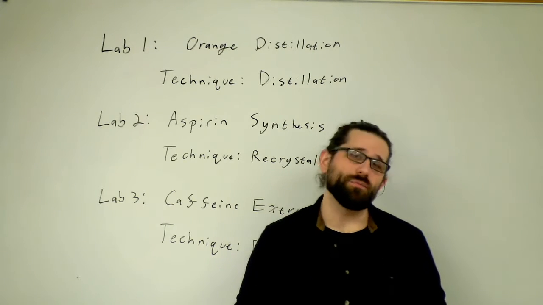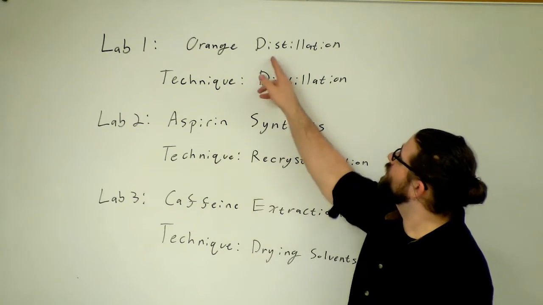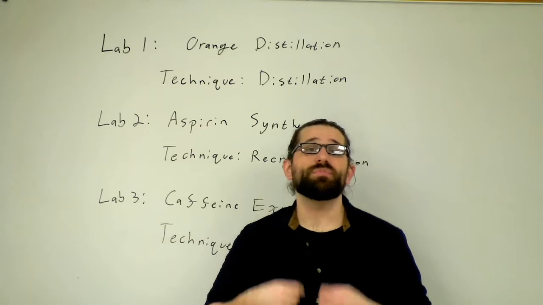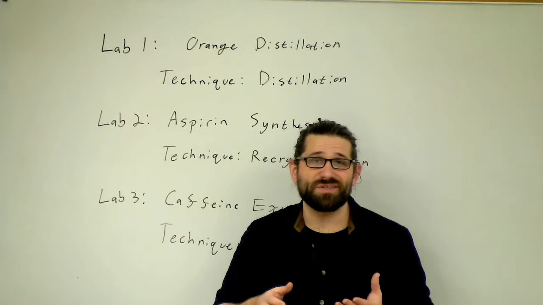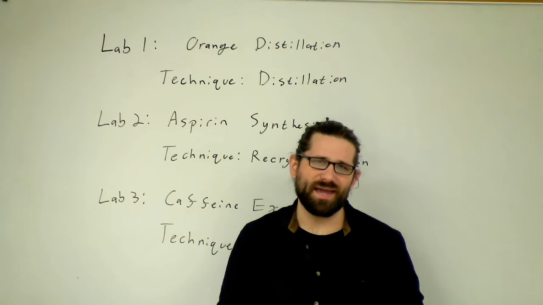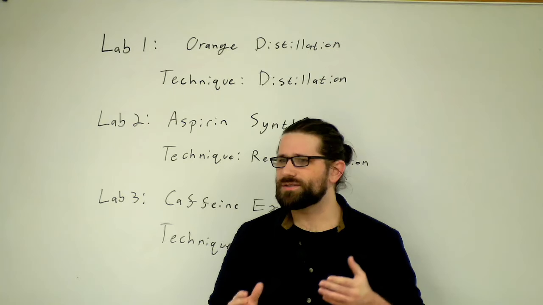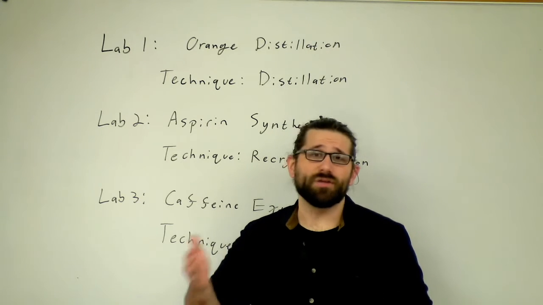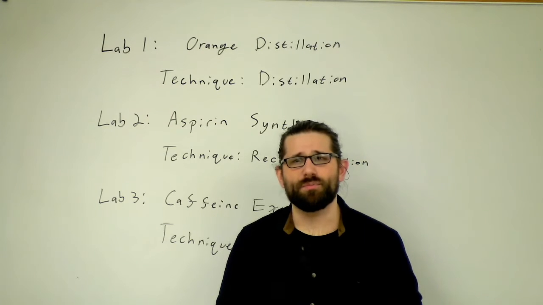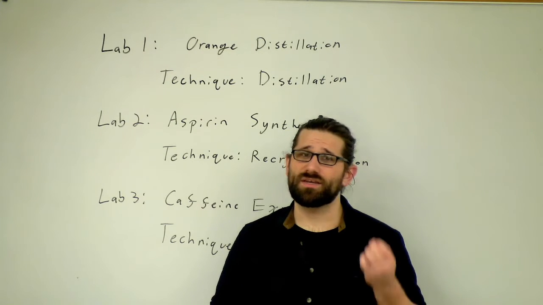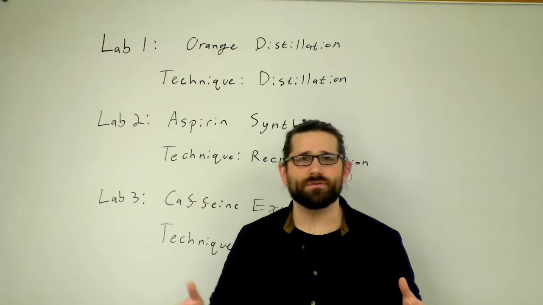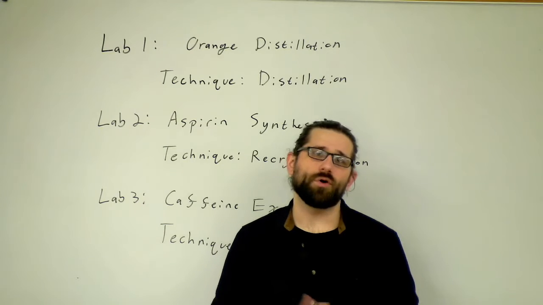So the first lab that we'll be doing will be an orange distillation. We'll be distilling the scent of an orange out of the peel of an orange. So we're going to be zesting oranges and then distilling that scent. Distillation is an incredibly powerful technique in organic chemistry. It's most commonly and most well known to be used in the production of spirits and alcohol in the beverage industry, but within the lab setting, it is extremely versatile in its ability to separate a large number of compounds just by looking at a difference in boiling points.